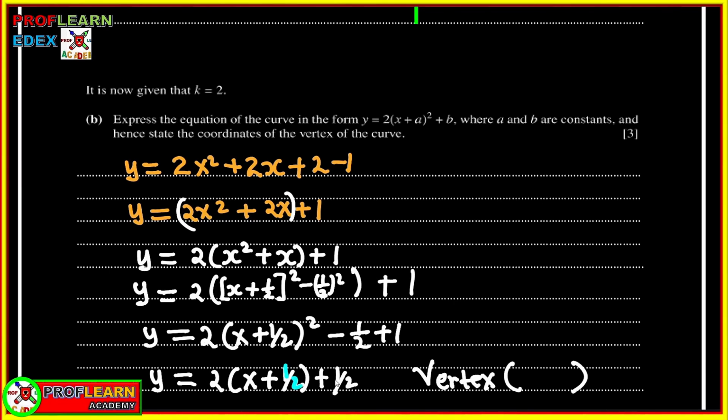The coordinates are gotten from that completed part, so you are going to pick negative a half, because inside the bracket we have a positive, so you pick negative. But outside we have positive a half, and you take it the way it is, like that.